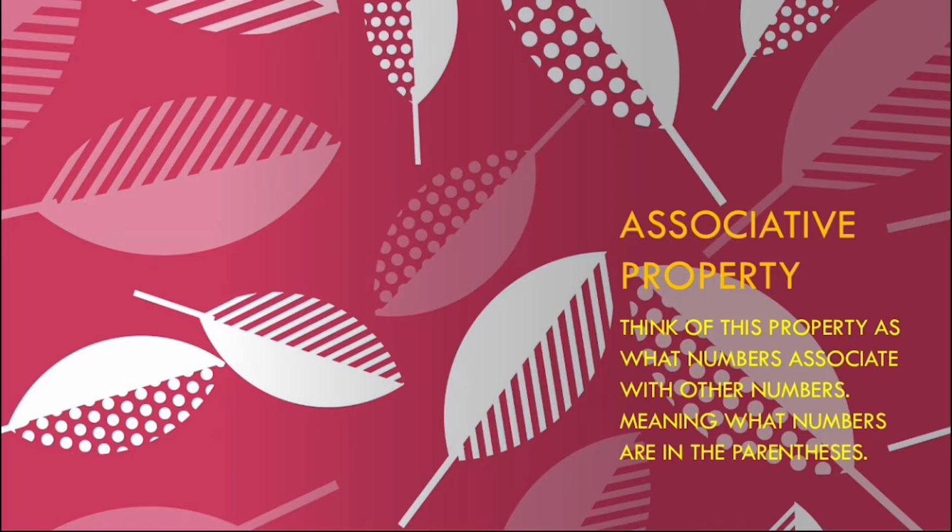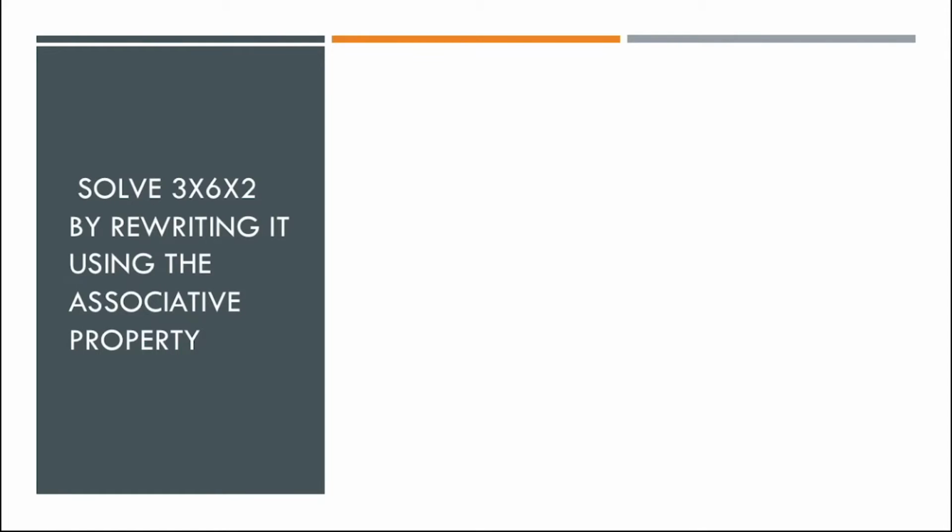First, we are going to go through a few problems focused on the Associative Property. I like to think of this property as what numbers associate with other numbers, meaning what numbers are in the parentheses. The first problem to solve is 3 times 6 times 2, by rewriting it using the Associative Property. We can rewrite this three different ways.